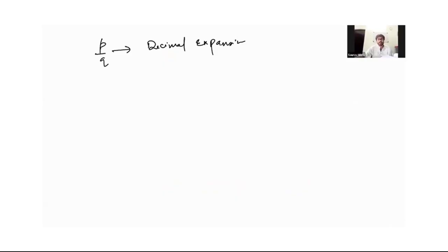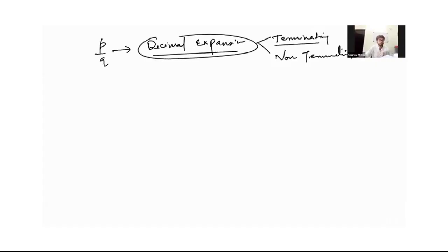And later on we will classify this decimal expansion as terminating or not terminating. These are the further categories of decimal expansion. So in this video we will discuss only how to convert a fractional number into a decimal expansion. Let us take one example, 7 by 8. We have to convert this into decimal expansion.